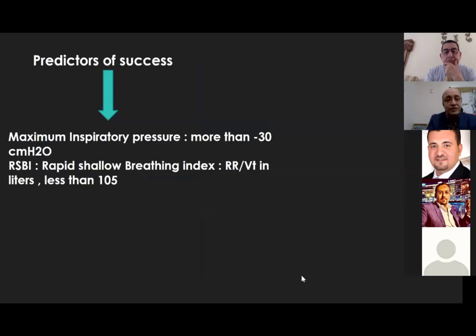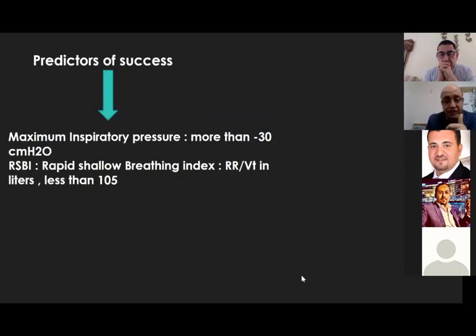There are some predictors of success. If you ask your patient to take very deep inspiration and you measure the negative inspiratory pressure, there is a machine for that. The more the maximum negative inspiratory pressure is beyond minus 30 centimeter water, the more likelihood of successful weaning. And the very famous index that everybody in the ICU is using and aware of is the rapid shallow breathing index, the RSBI, which is you divide the respiratory rate by tidal volume in liters.